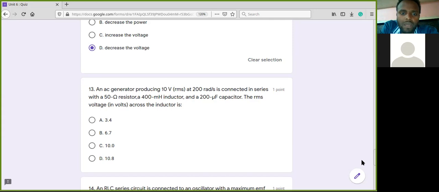So omega times L, that means 200 times 0.4, is XL. 80. This is XL. XC will be 25. So what is XC? Is it 25? So what is impedance? Under square root?